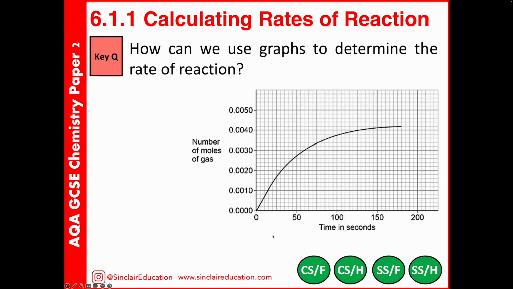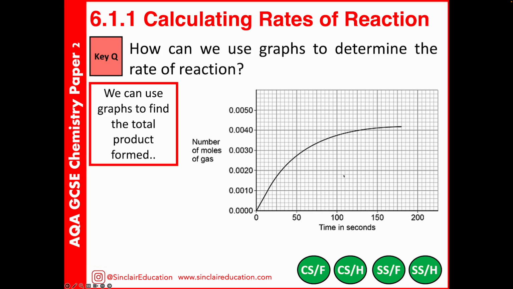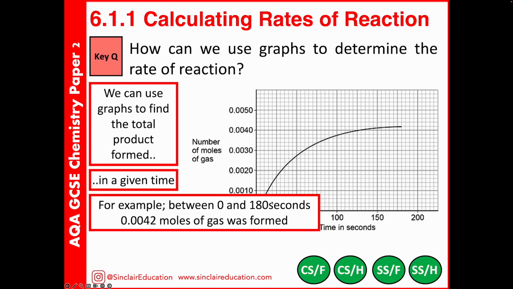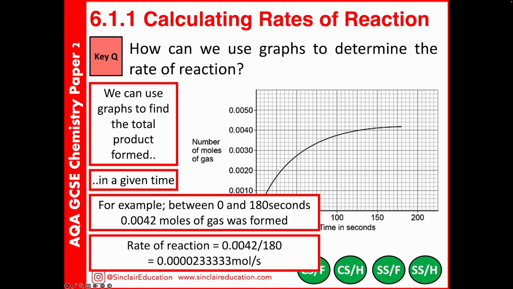Another thing is that we could be asked to find rate of reaction using graphs. So for example, here we've got a graph where we can see time progressing and the number of moles of gas being produced. So we've got time, we've got product formed. So for example, between 0 and 180 seconds, we can see on this graph we made 0.0042 moles of gas. So we could do number of moles of gas divided by 180. Gives us a very small number, but it is the rate. Now because here we've done moles divided by seconds, that becomes the unit.